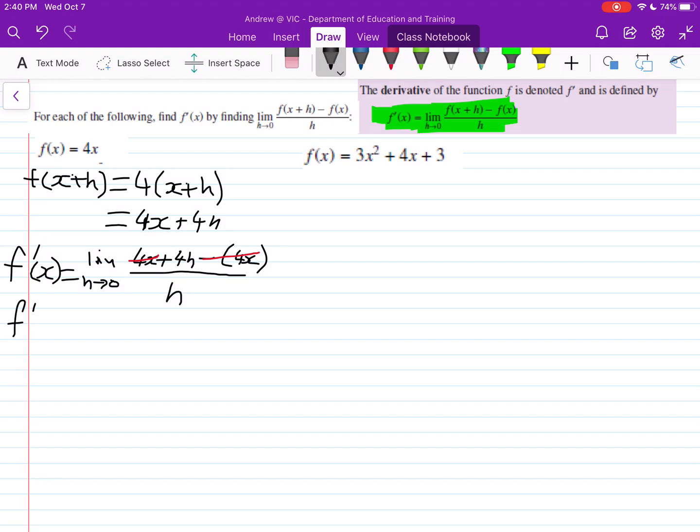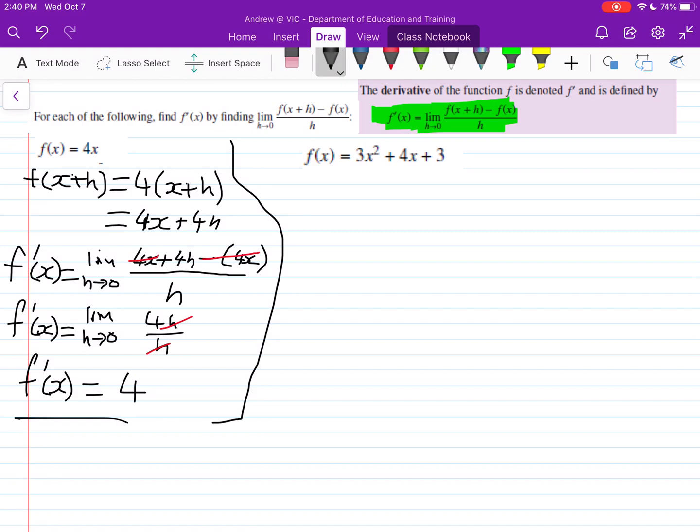So f'(x) is equal to the limit as h approaches 0 of 4h over h. The h's can cancel out, so we are just left with 4. We don't need to work out the limit as h approaches 0 because we have no h's left. So the limit is just equal to 4, and that is our derivative. So we've worked out this first one.